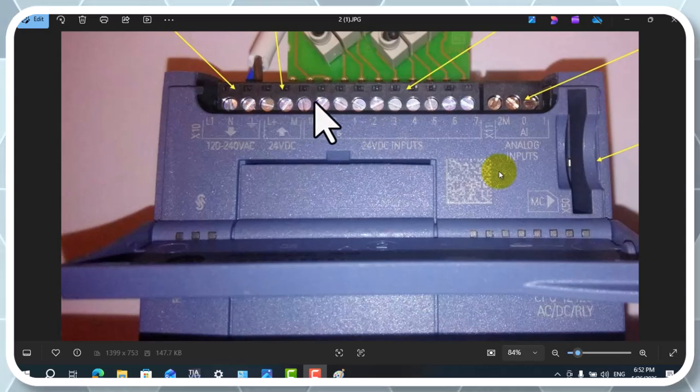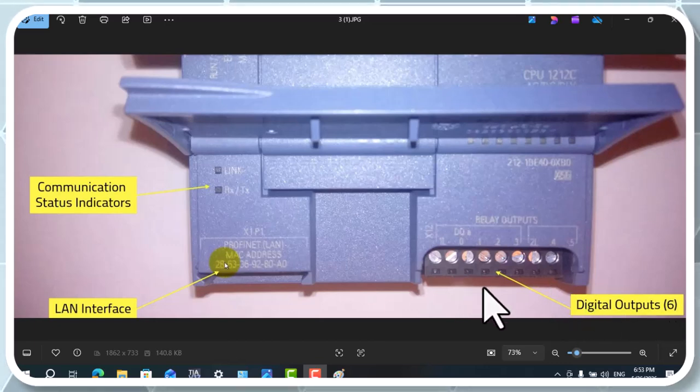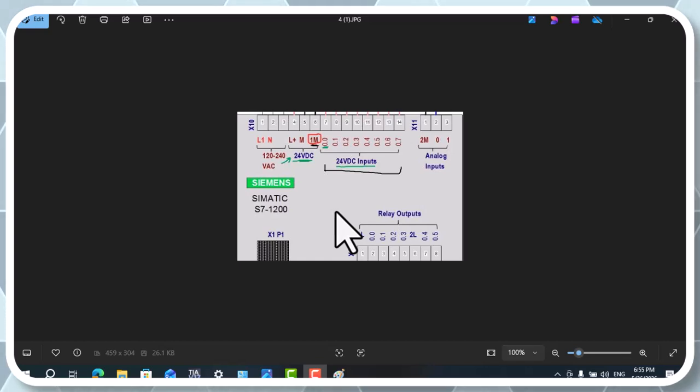It's our digital inputs part, and this is the analog input part of our PLC. And here you can connect the memory card. It's the memory slot of our PLC. And the bottom side of our PLC has a communication status indicator, the LAN interface, and digital output that we talked about before.